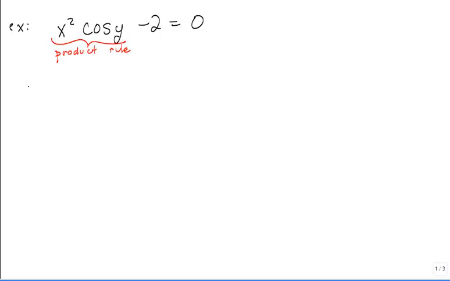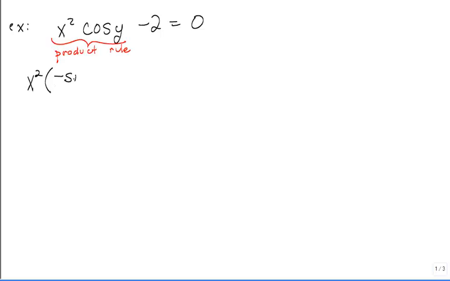Okay, let's look at one more. Well, maybe a couple more. Let's do x squared cosine y minus 2 equals 0. Again, you have to notice, what is that? Well, that's a product. So make sure you take a careful look at the problem before you start. So it's the first times the derivative of the second.